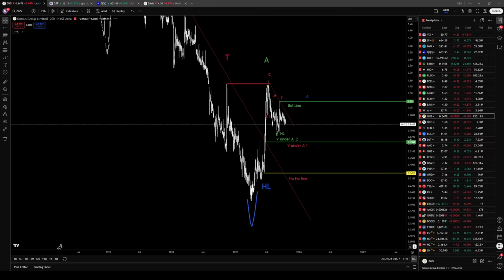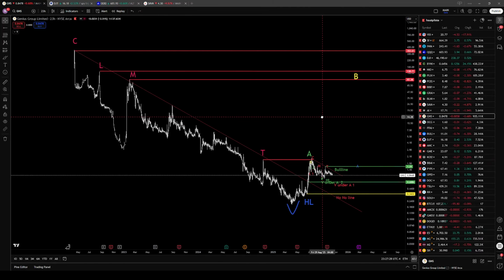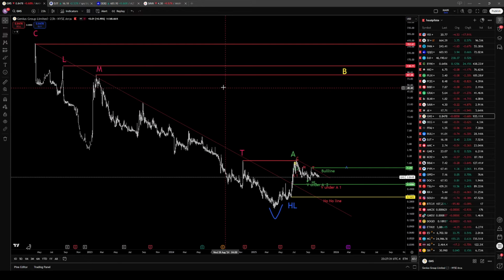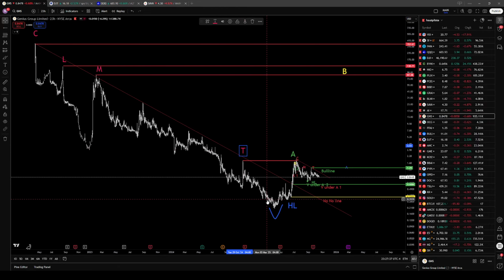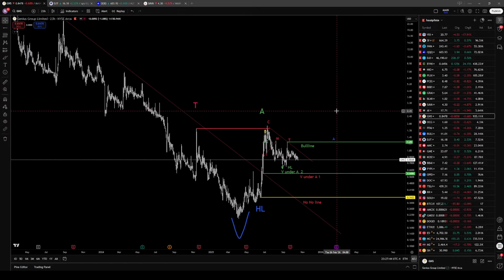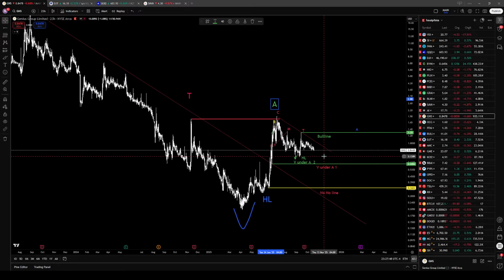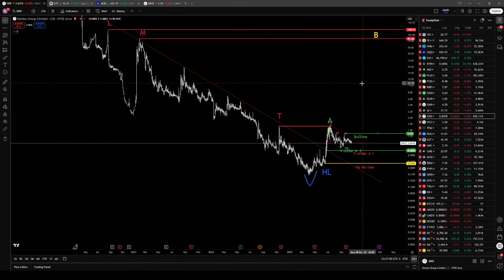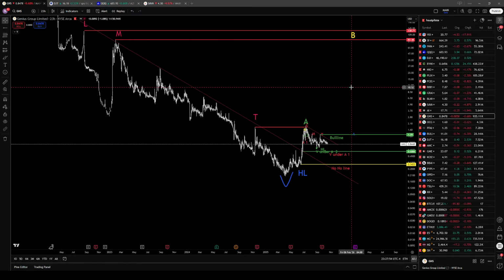Next one is GNS. So you come from your C, perfect lower high, perfect midpoint, fall down to your T. V would be finished, higher low would be finished. GNS already did its A peak, and we would be in the A pullback right now. When the A pullback is finished, your B target would be 87.